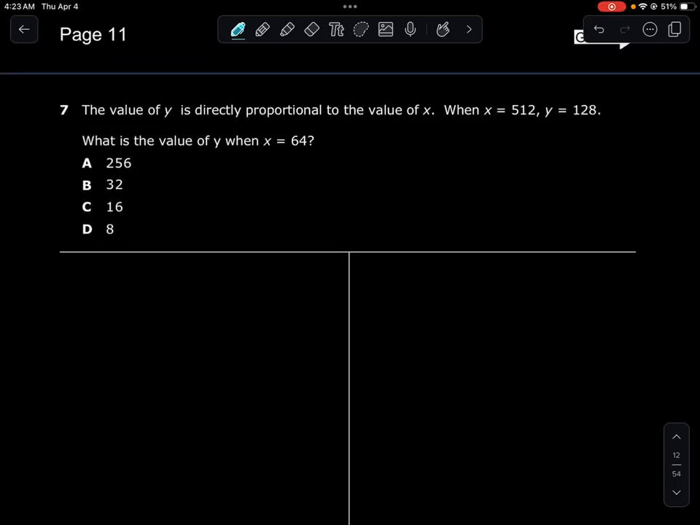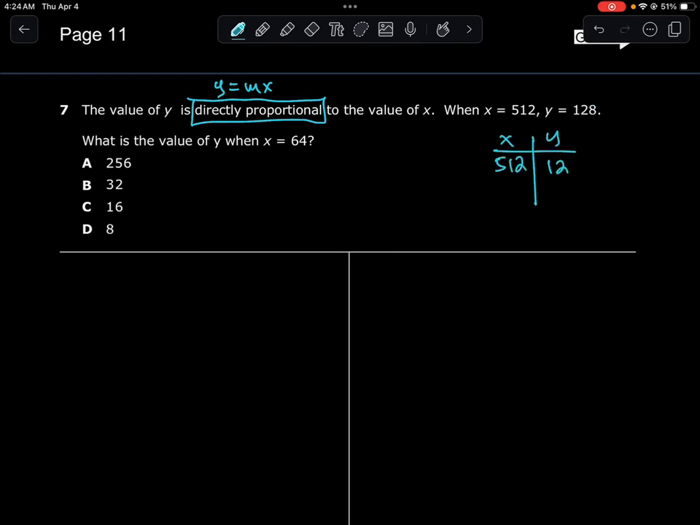Number 7, the value of y is directly proportional to the value of x. Here is a keyword, directly proportional. That means the equation is y equals mx. It doesn't have b because b is 0, so we don't even write it. Directly proportional means just y equals mx. It's not mx plus b. When x is 12, when x is 512, and then y equals 128. What's that? This is the chart.